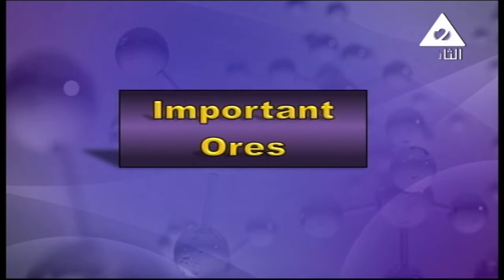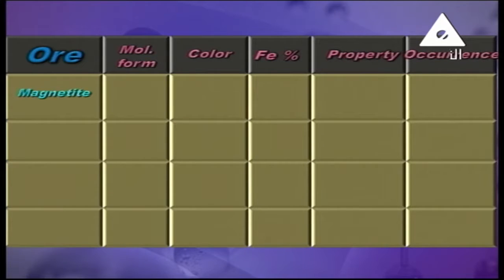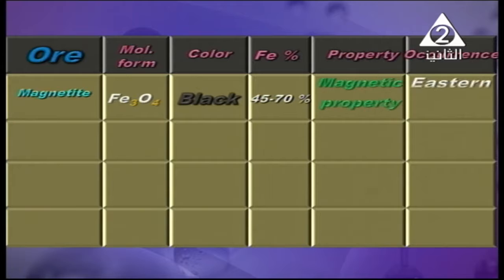The important types of ores. As shown on the screen, the ore, the molecular formula, the color, the percent of iron, the property, and the occurrence. The first type of ore is called magnetite. It has molecular formula Fe3O4. We can name it magnetic iron oxide or black iron oxide. Its color is black, and the percentage of iron ranges from 45 to 70%. It has magnetic property, and is found in the eastern desert.